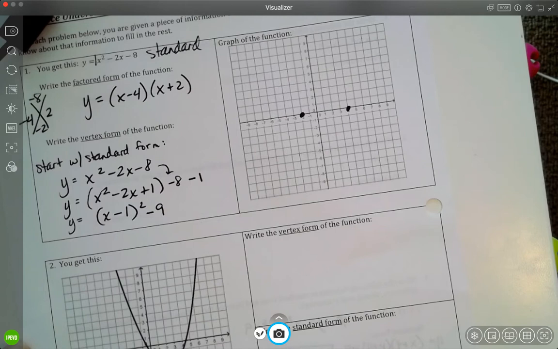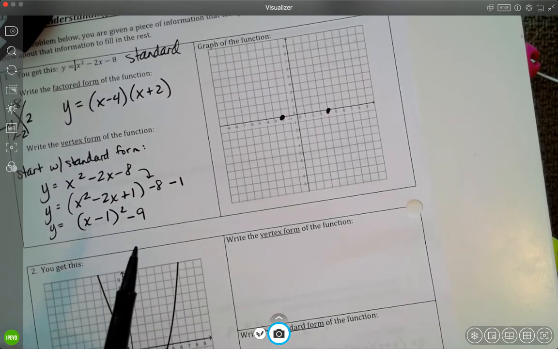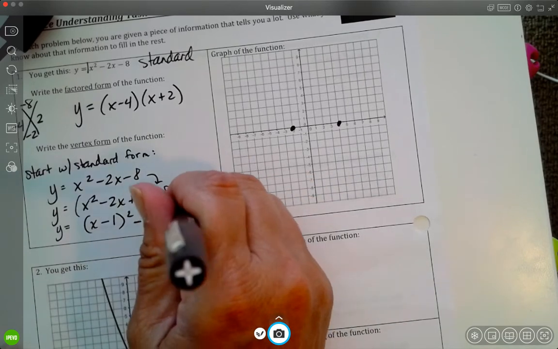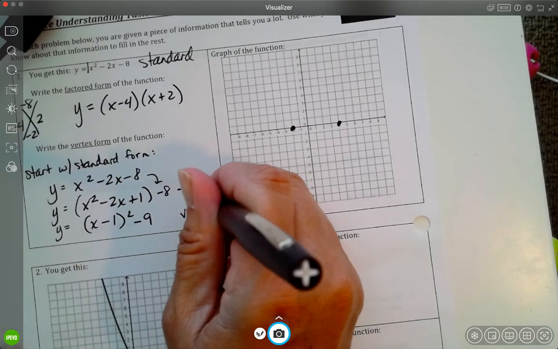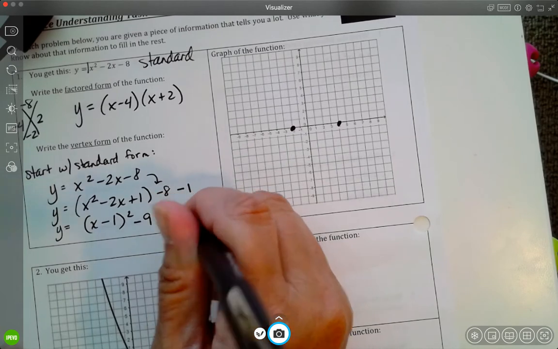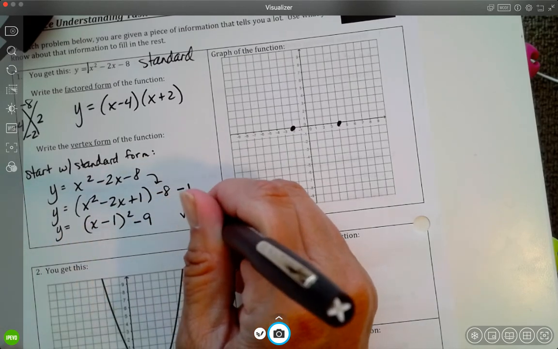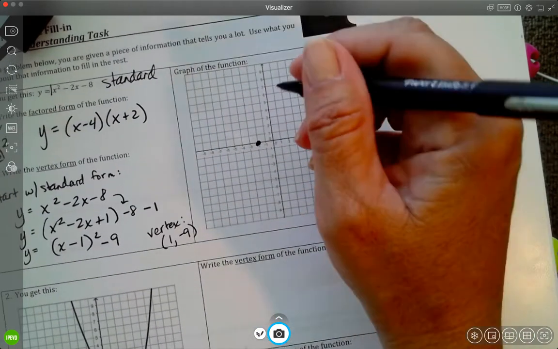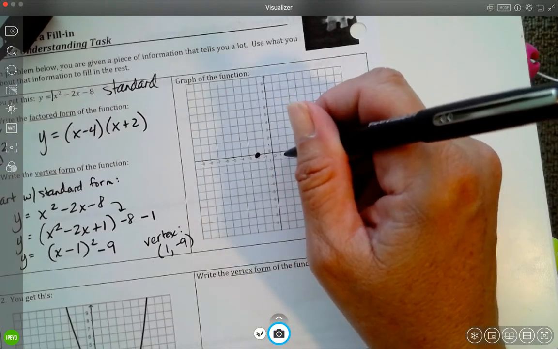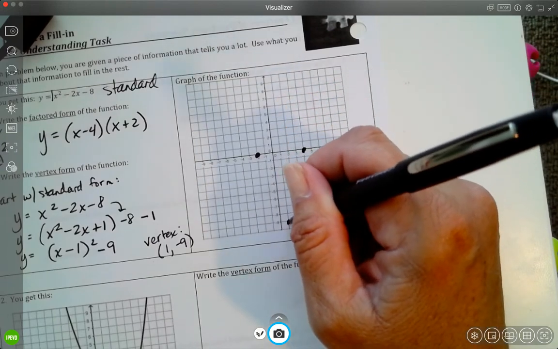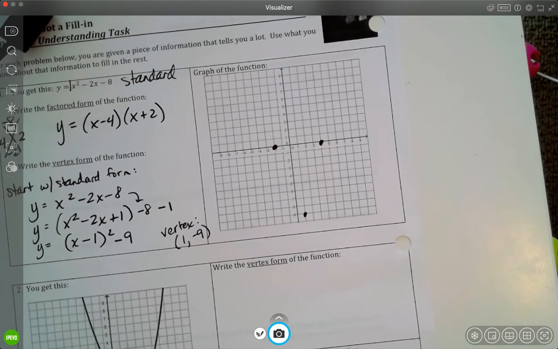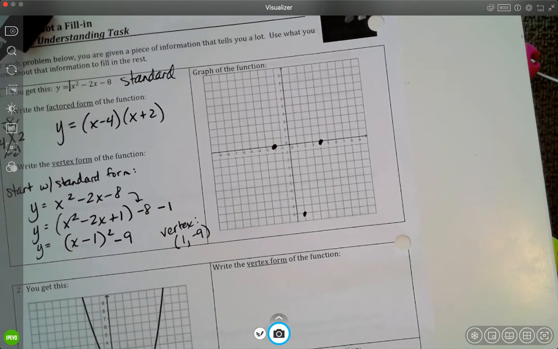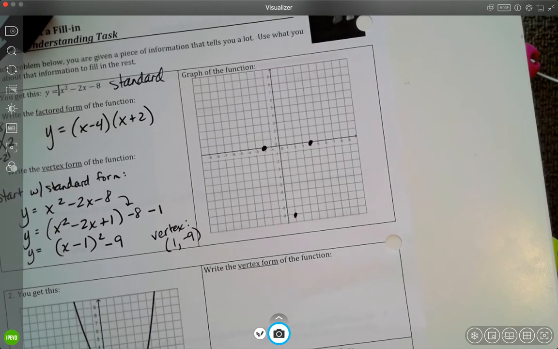Okay, so now what vertex form gives us is the vertex, right? So the vertex is 1, whatever h is, and -9, whatever k is. So 1, -9. Okay, so right now I have 3 pieces of information to graph, but that doesn't really give me a good, we really want at least 5 points to sketch a smooth curve.